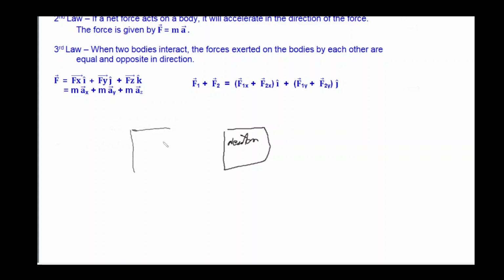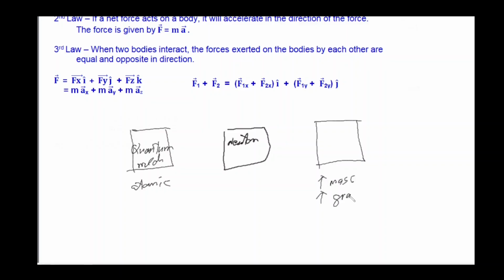But in the very small world, on the atomic level, we have to use quantum mechanics. And when we get into the very big world, where we have very large mass or gravity, such as with a black hole, or where velocity nears the speed of light, we have to use Einstein's relativity. But for now, we're going to discuss Newtonian mechanics.